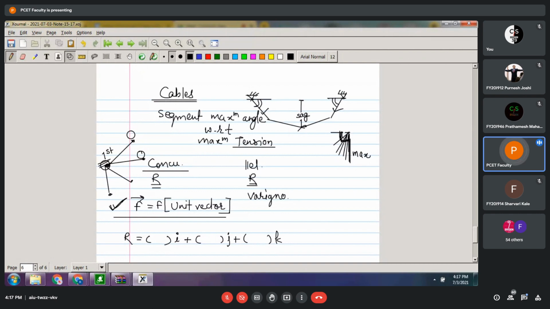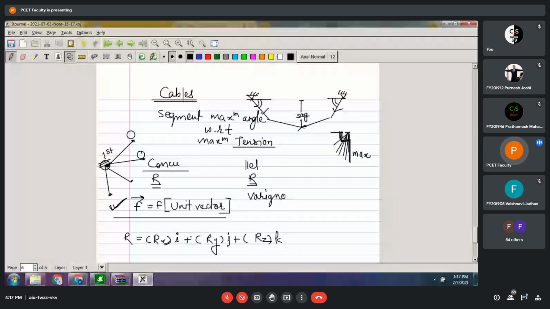And then whatever you get, just sum up i, j, and k, so that will give you the value of Rx, value of Ry, and value of Rz. Is it clear? Yes, ma'am.